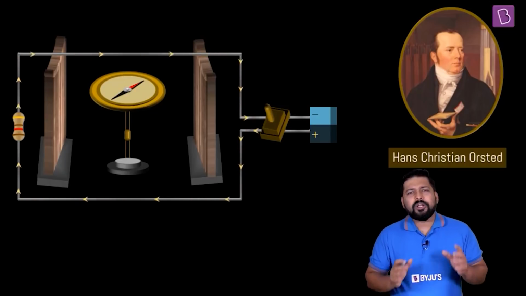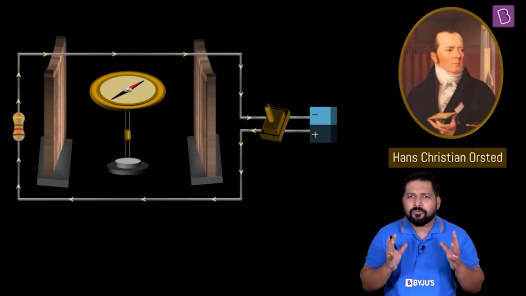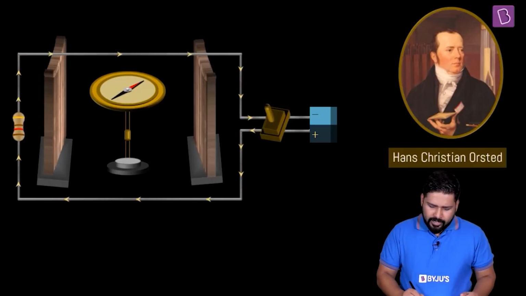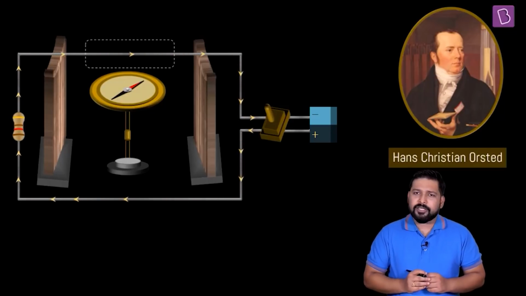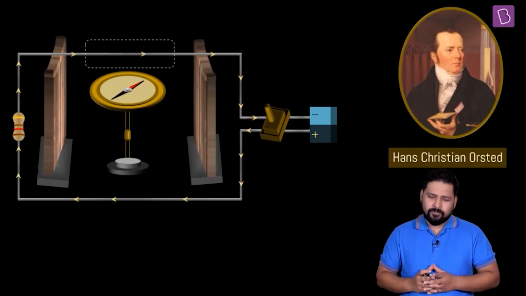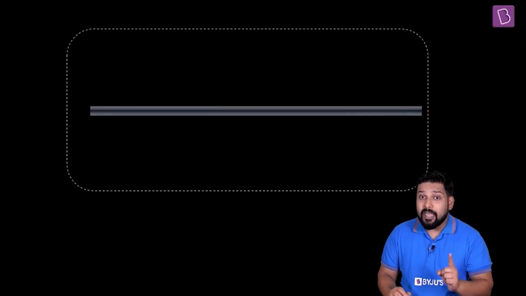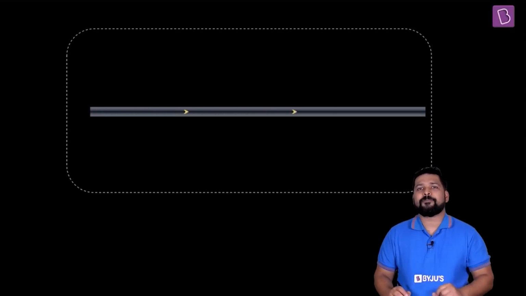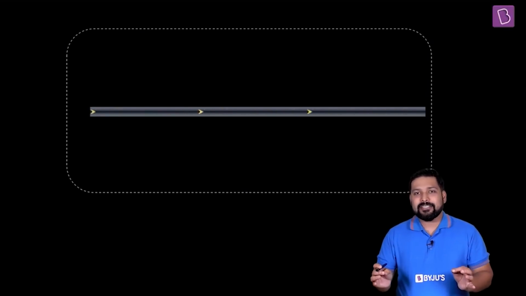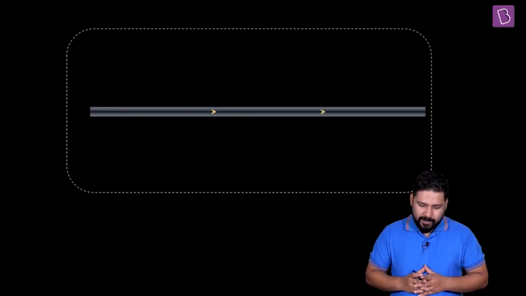Okay, so what did he conclude from this? What do you conclude from this experiment? It means that somehow this conductor through which the charges are moving is behaving like a magnet. This current carrying conductor is behaving like a magnet.